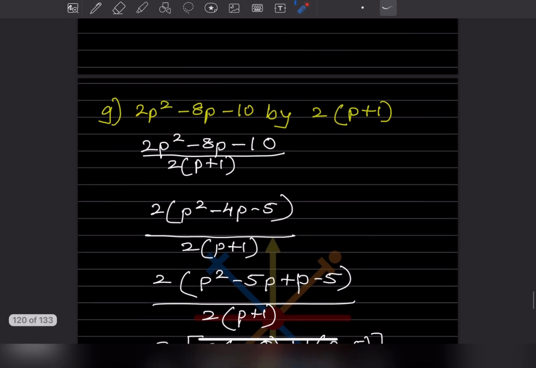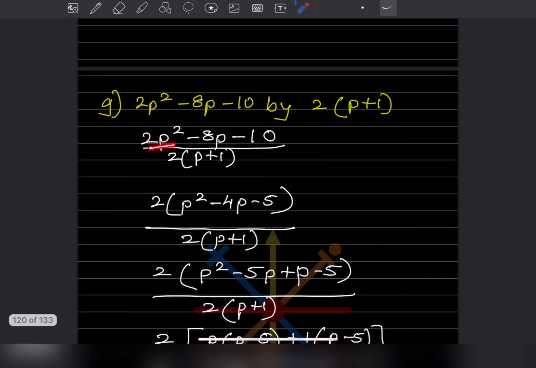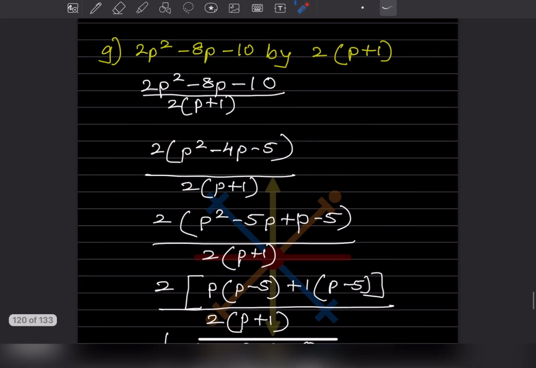Now again, for this one, the same thing is written over here. So now what we can see, these are the three terms from that. 2 is common: 2p square minus 8p minus 10. Denominator the same. Now, this is in the form of ax square plus bx plus c, which is a quadratic equation. So now here is 1, so 1 5s are 5. So we can see 1 and 5 are the factors of this 5.